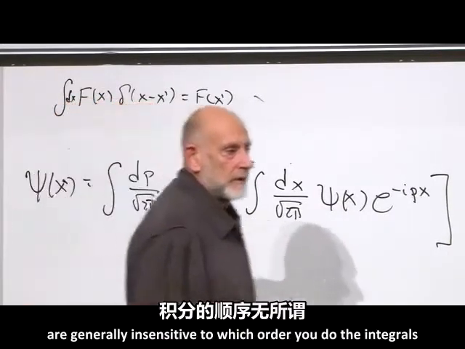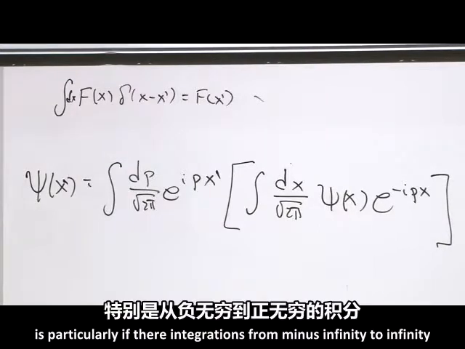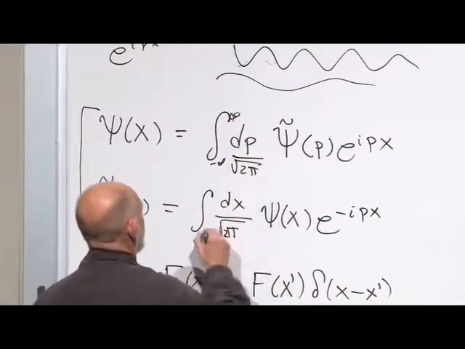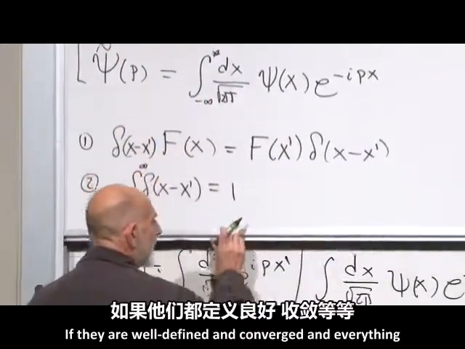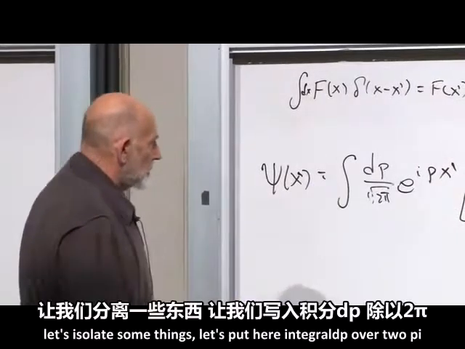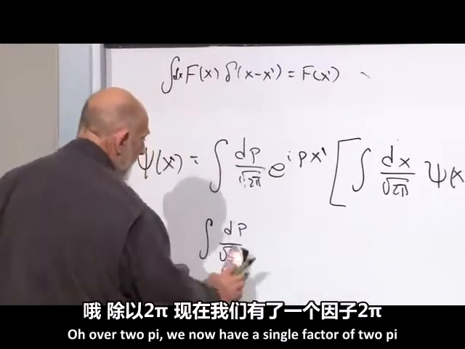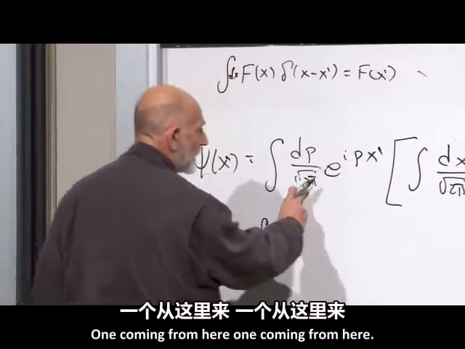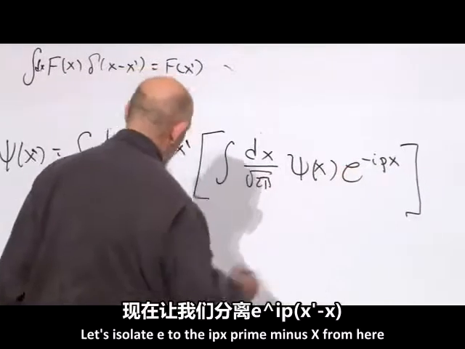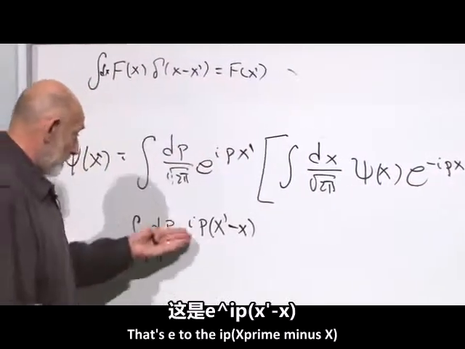Now, integrals are generally insensitive to which order you do them in, particularly if they're integrations from minus infinity to infinity, as they are here, both of them. If they're well-defined and they converge, then it doesn't matter which order you do the integrations. So let's isolate some things. Let's put here the integral dp over 2 pi. We now have a single factor of 2 pi, one coming from here, one coming from here. Let's isolate e to the ip x prime minus x from here. We have e to the ipx prime, e to the minus ipx, that's e to the ip times x prime minus x.